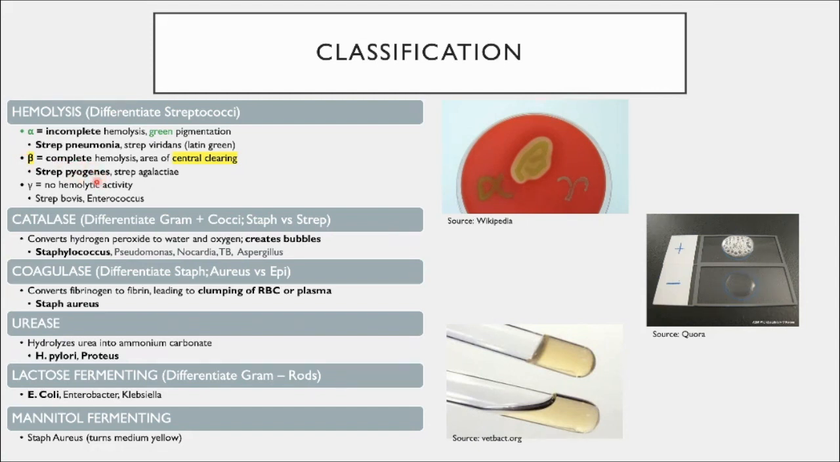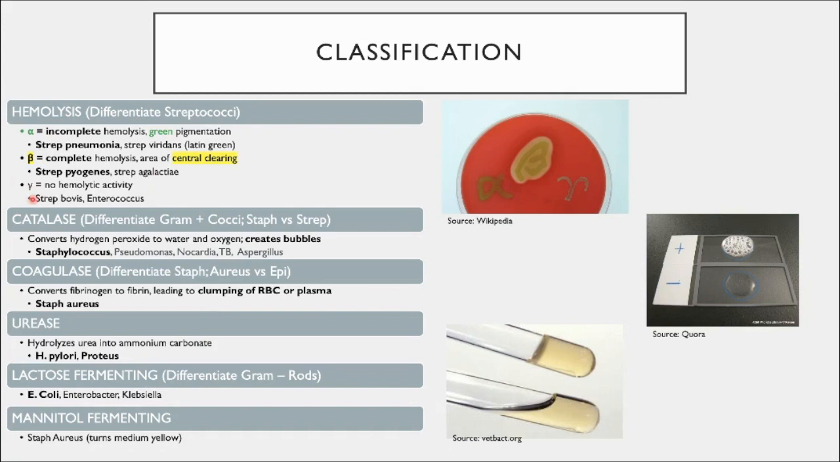Pyogenes, basically meaning fever-inducing. So this is what's going to make most of us really sick. And then Strep agalactiae is typically seen as a commensal organism in the vaginal environment of women, and it can be a huge issue when having vaginal birth because it can actually infect the baby during the birthing process.